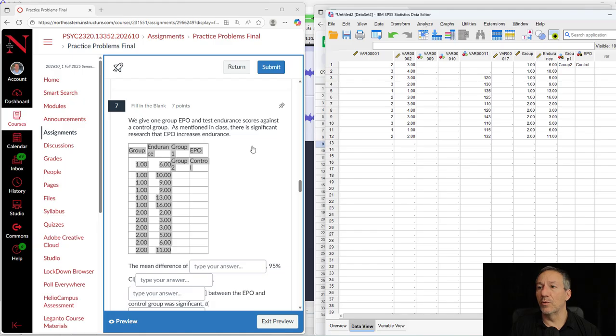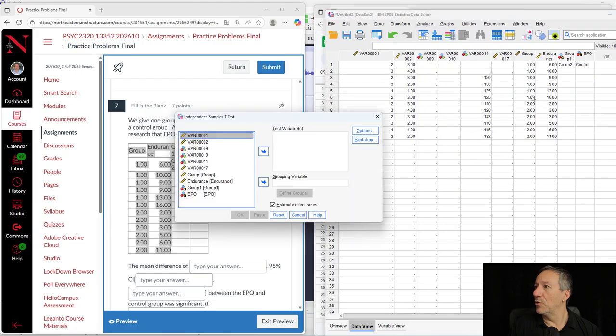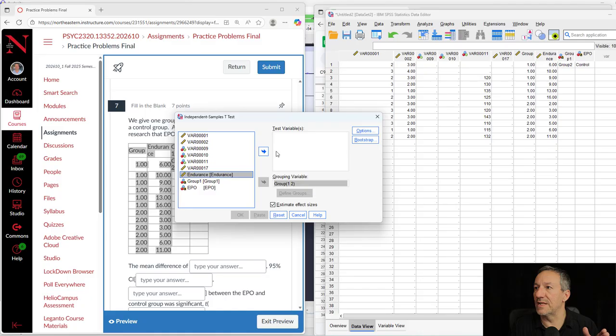This is, we give one group EPO and test endurance scores against a control group. This is 2 independent groups, so we'll do an independent samples t-test. Analyze, compare means, independent samples. Group 1 and 2, that one there, that's our grouping variable. Click define groups, we've got 1 and 2, and then we'll move endurance over to our test value.